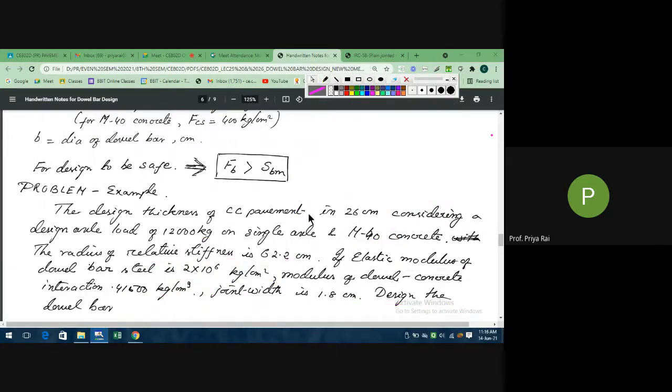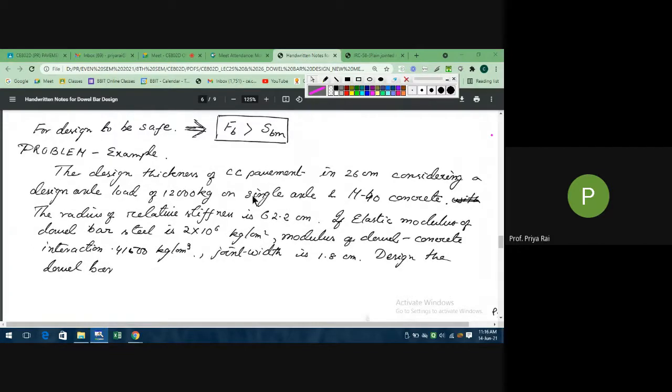So I hope the question is clear. Should I repeat this question, or is it clear? See, the design thickness of the CC pavement is 26 centimeter, considering the design axle load of 12,000 kg. You may take this value as the wheel load, but this is not the wheel load. This is the axle load, and since they are telling us it's a single axle load, the wheel load will be half of this. M40 concrete means FCS, the strength of the concrete, has been given. The radius of relative stiffness L is given. The elastic modulus ES of the dowel bar steel is given. The modulus of dowel concrete interaction, MC, is given. Joint width Z is given.